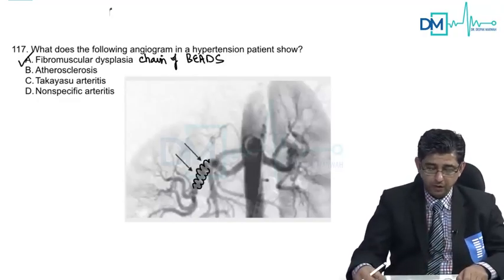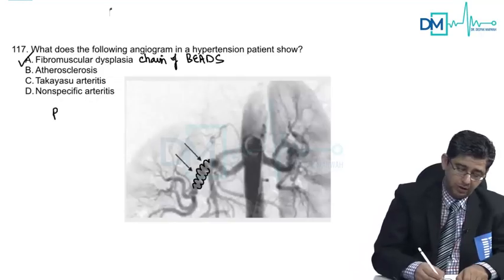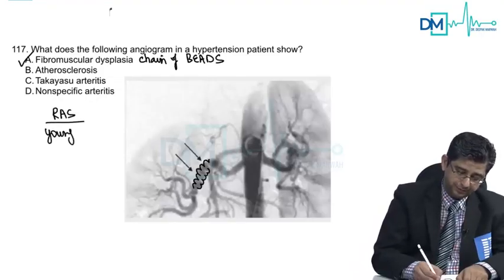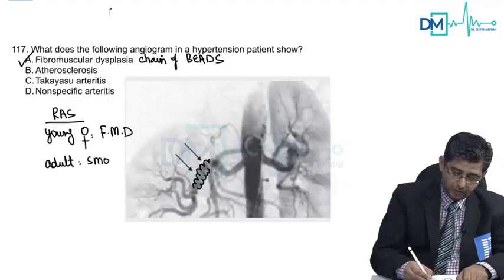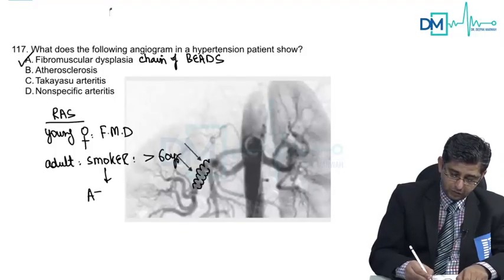This is the cause of renal artery stenosis in young people. Why would you have renal artery stenosis in a young female? The cause would be fibromuscular dysplasia. If the question mentions an adult, a smoker, or a patient's age usually in excess of 60, then the cause to be thought of is atherosclerosis. So in old age, it is atherosclerosis. In young females, it is fibromuscular dysplasia.